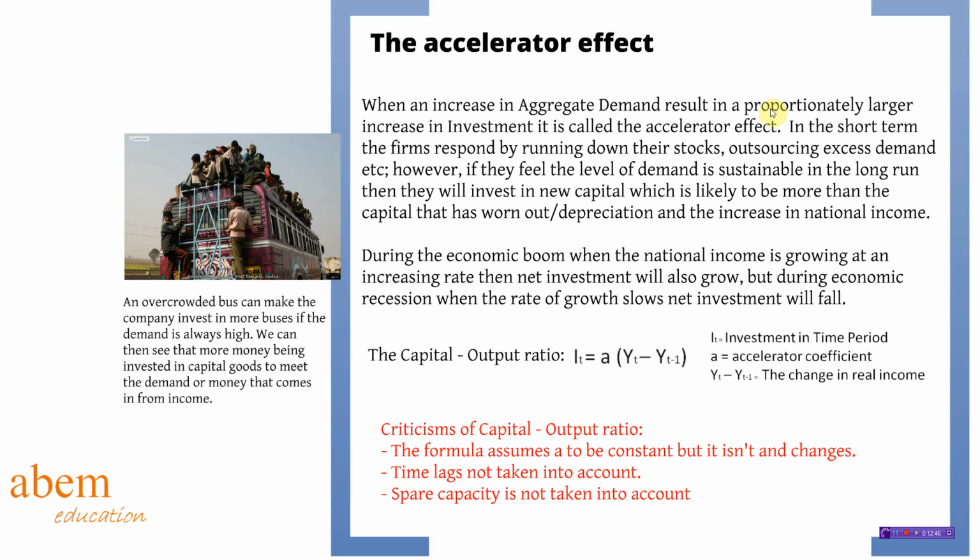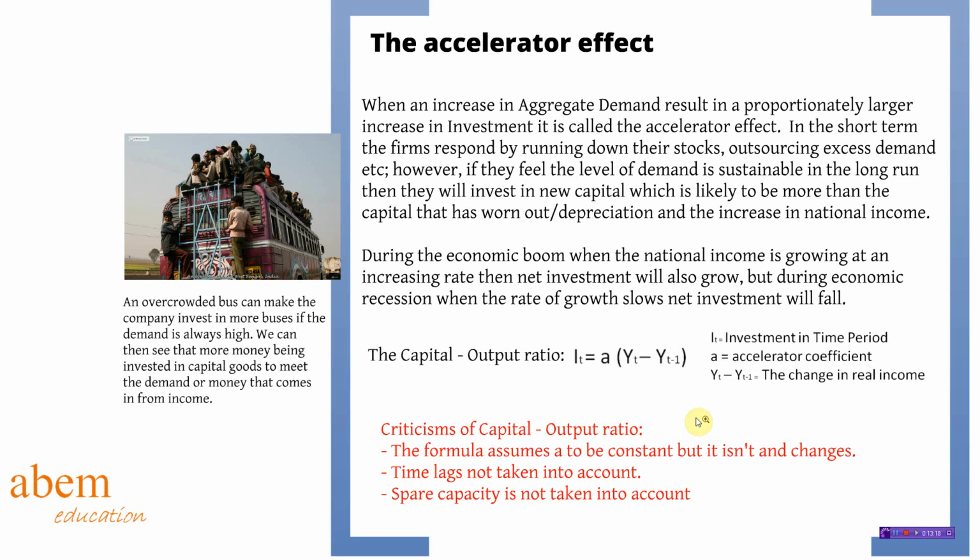Short term, the firms will respond by consuming their excess stock, outsourcing. But if the demand like this is permanent, is consistent, then you're better off investing in new capital. This is also called the capital output ratio. And how do we measure it? By I_t equals A(Y_t minus Y_t-1), where I_t is the investment in time period t, A is the accelerator coefficient, and this is the change in real income.